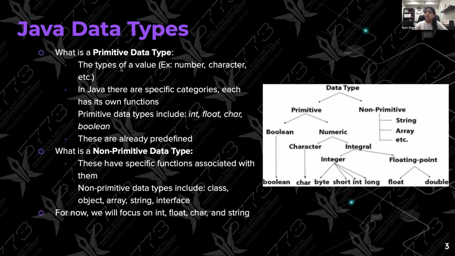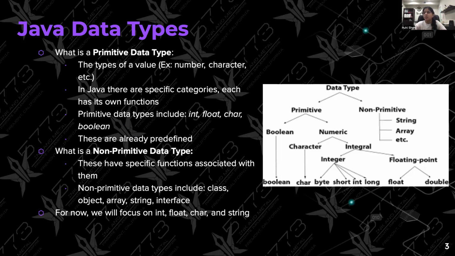Primitive data types are the types of a value, for example, a number, a character, etc. In Java, there are specific categories, and each one has its own function. The four primitive data types are int, float, char, and boolean. These are all predefined in Java, so you don't have to do anything additional to them because they already exist.